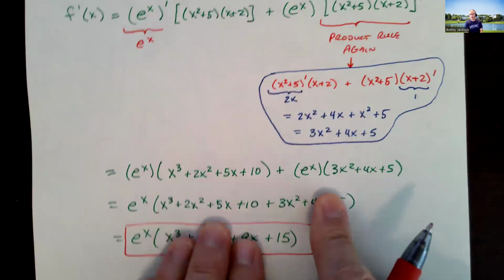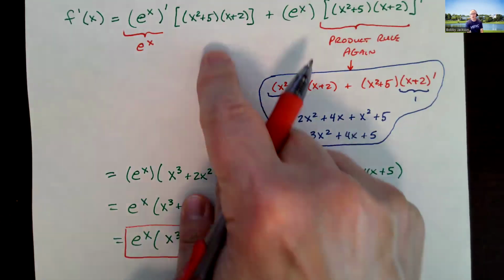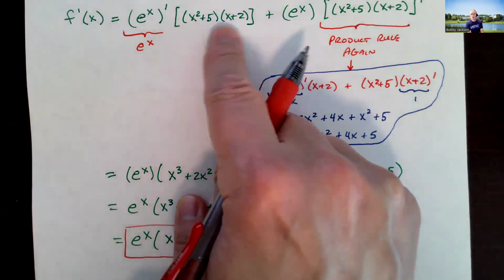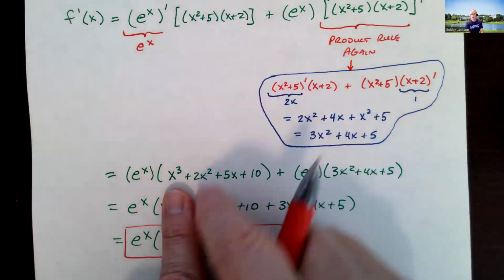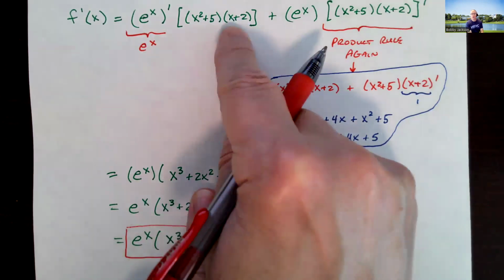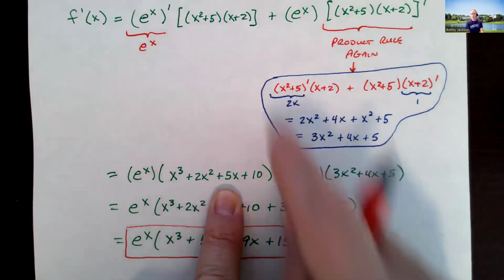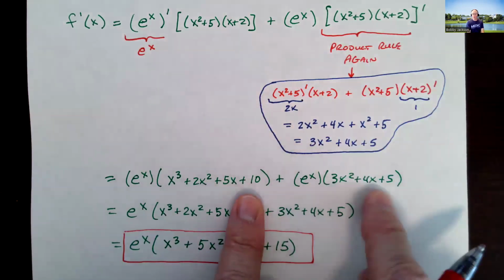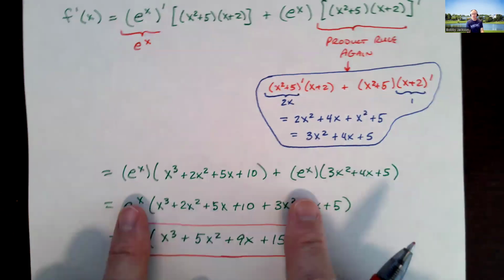And so here I am, I have e to the x times this stuff, which I'll go ahead and FOIL out in anticipation of simplifying this. X squared times x is x cubed, the outer is 2x squared, the inner is 5x, and the last, 5 times 2, is 10. Of course, I have e to the x times the derivative of this stuff, which I'm just going to recopy. And then you'll see I can simplify.